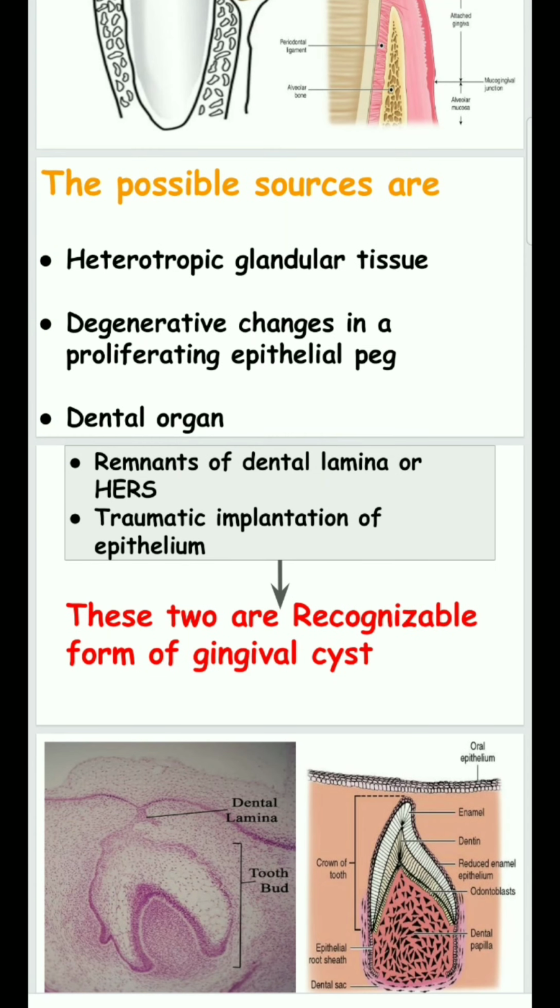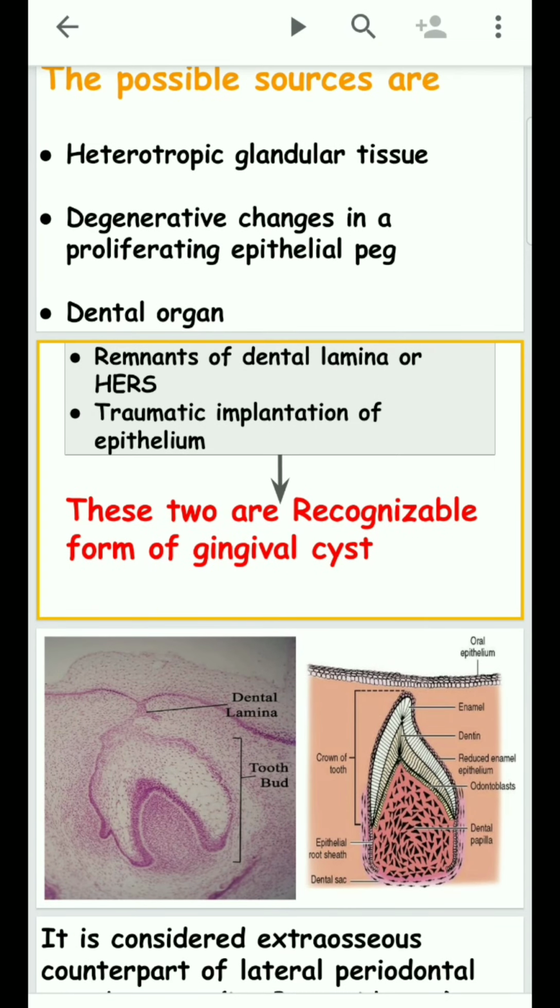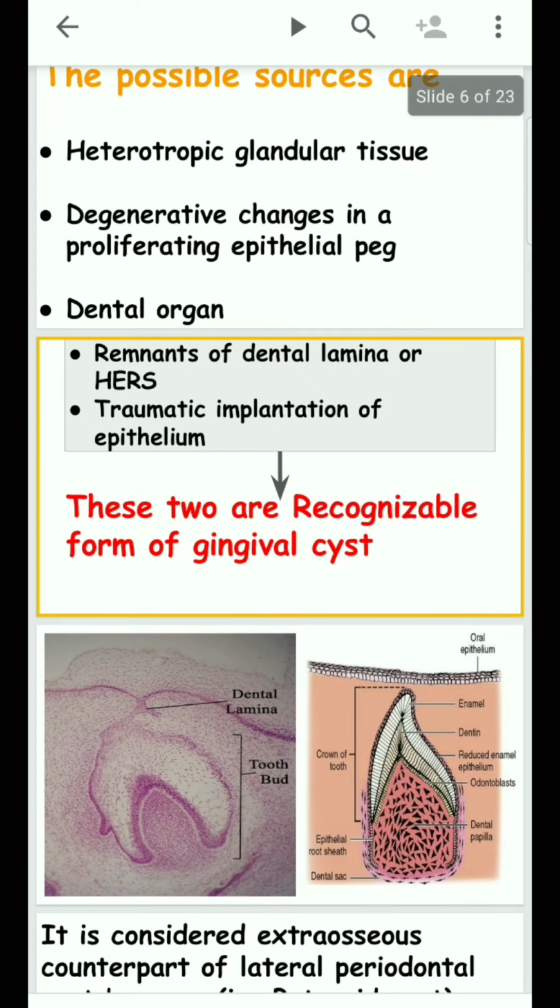The remnants of dental lamina or Hertwig's epithelial root sheath, and traumatic implantation of epithelium, are the most common and widely accepted sources of gingival cyst. Because these two, the dental lamina and Hertwig's epithelial root sheath, are theoretically proven, but the other three are not proven theoretically. So these two are the most widely accepted.